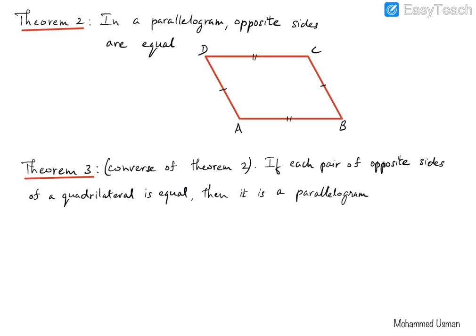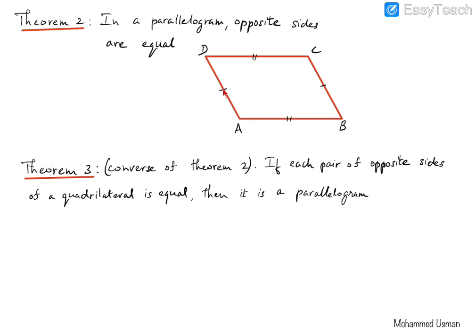The next property of a parallelogram is that the opposite sides of the parallelogram are equal. So if we have a parallelogram ABCD, then the sides which are opposite to each other are equal in length. That means the side AD is equal to the side BC, and similarly the side AB is equal to the side DC. So I marked the equal sides with the dashes.